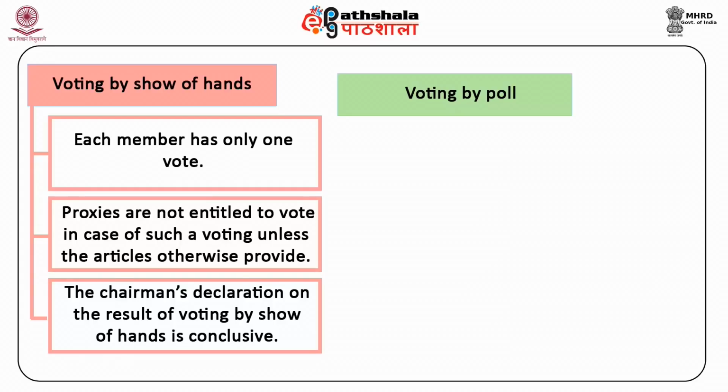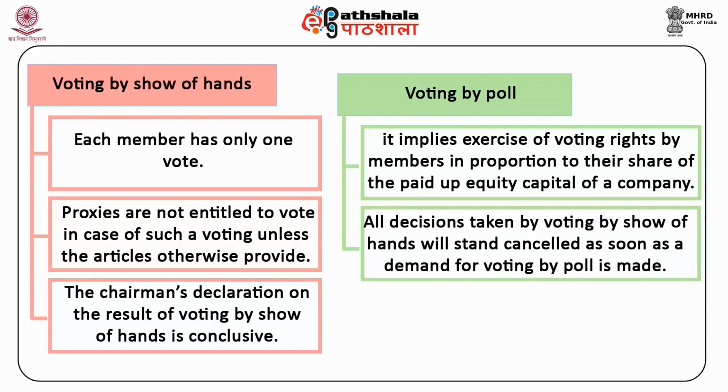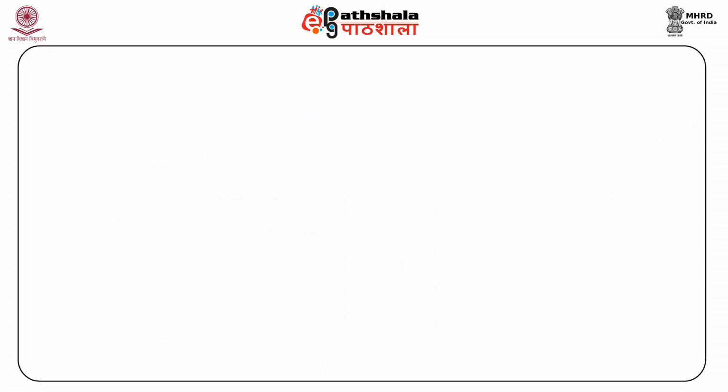Voting by poll. Voting in accordance with the voting rights as given to the members by the Articles of Association is called a poll. Ordinarily, it implies exercise of voting rights by members in proportion to their share of the paid-up equity capital of a company. All decisions taken by voting by show of hands will stand cancelled as soon as a demand for voting by poll is made. It is the demand for poll and not its result which will eradicate the decision by show of hands.